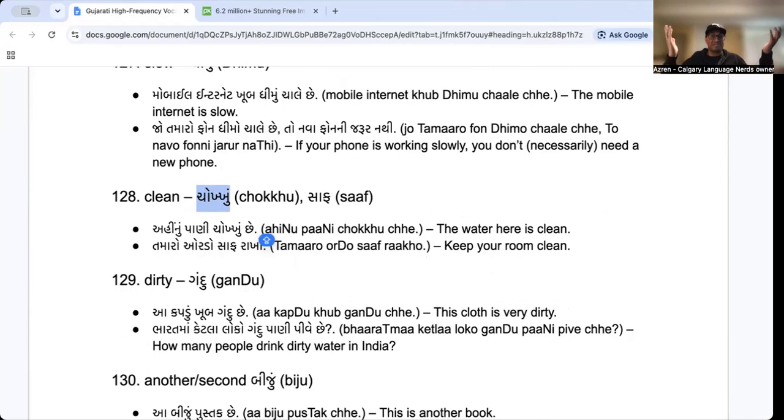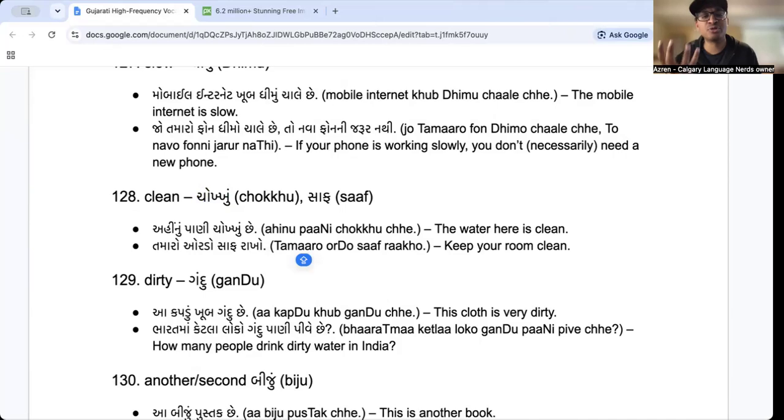Saf, like just clean. So ainu pani chokku che. So like the water here is very clean, right? It's very pure, like it's spotless. There's not a single germ. Whereas tamaro ordo saf rakho. Just keep your room clean. See how that second one is more like just clean. It's not like pure, it's just clean, right?